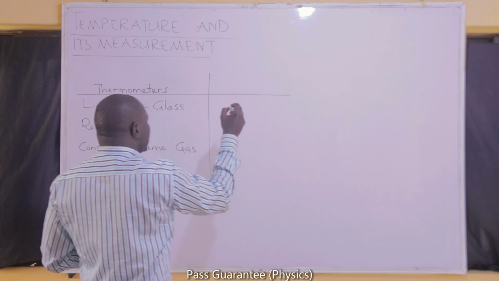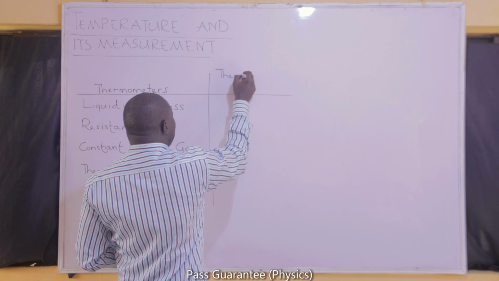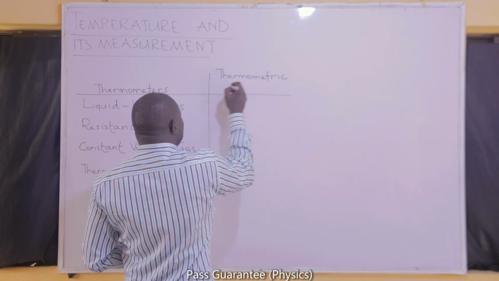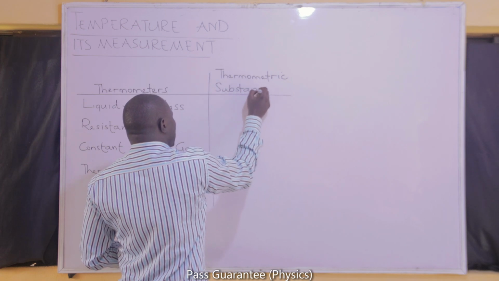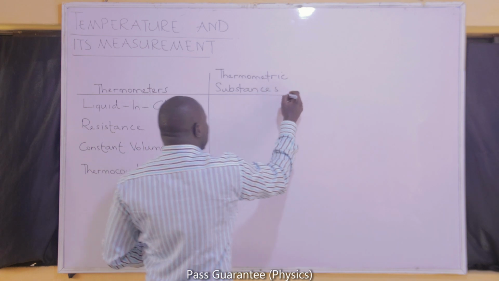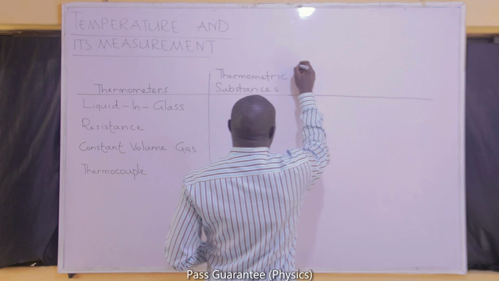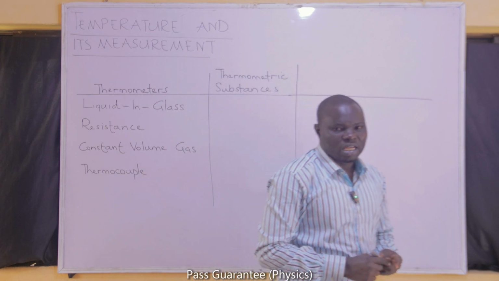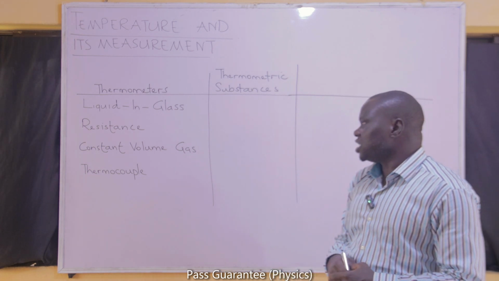When you learn a thermometer, it is necessary for you to learn what we call the thermometric substance of each of the thermometers. The thermometric substance in a thermometer is a substance that allows the measurement of temperature within the thermometer. It's a substance that enables the measurement of temperature within the thermometer.